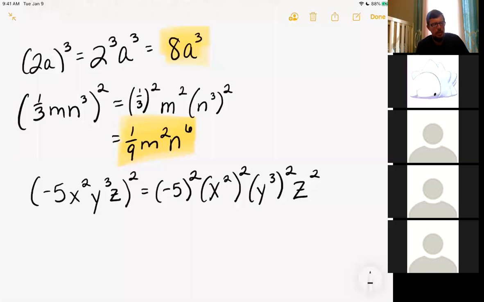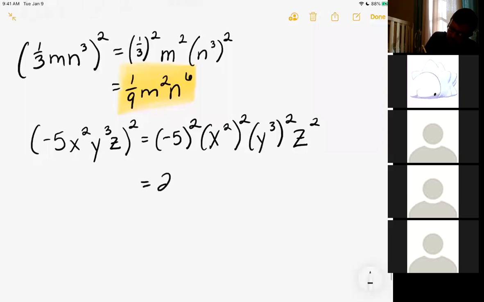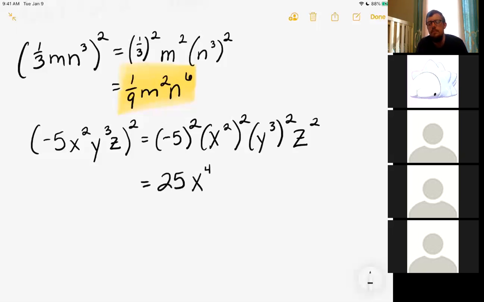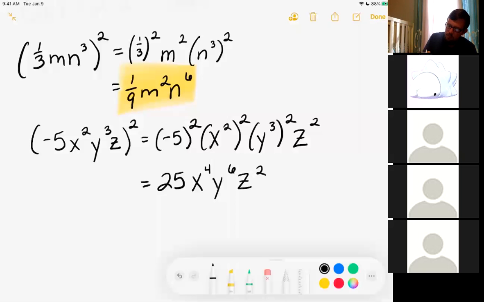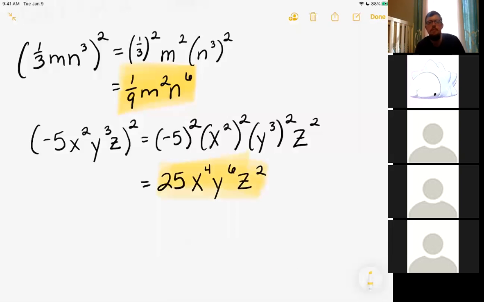So -5 squared means -5 times -5, which is 25. X squared squared is x to the fourth, because I'm multiplying them, not because I'm adding them. Y cubed squared is y to the sixth power. And then on the end, I just have z squared. There's my answer.